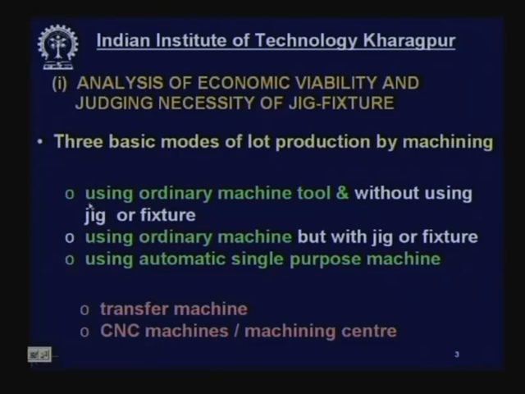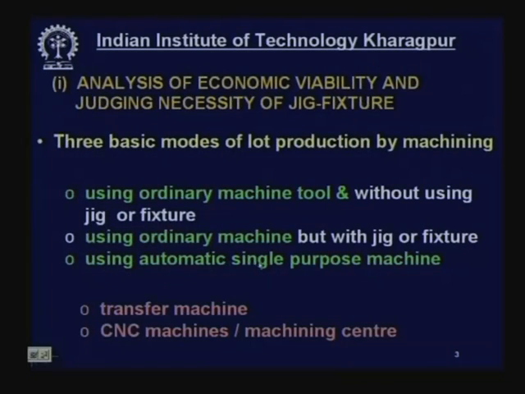What are those? Using ordinary machine tools like lathe, milling machine, broaching machine, and similar machine tools, boring machine, without using jig or fixture. That is, the total work will be completely manual, even marking, locating and clamping. Second, using ordinary machine but with jig or fixture. You remember, according to definition, jigs and fixtures are devices which enable easy, quick and accurate locating, supporting and clamping, but this will be done manually with the help of a human being, very easily, quickly and accurately. So, this will save time.